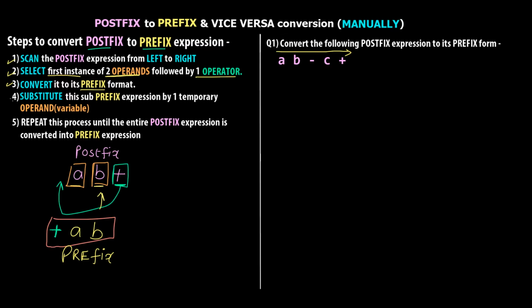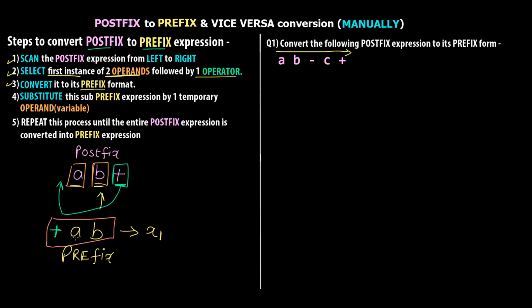Then moving on, rule number 4 says substitute this sub prefix expression that we just got by a temporary operand. So plus AB we have to consider as x1 or any other temporary variable value. Okay, you can give x1, a, b, x, y, z, whatever you want.